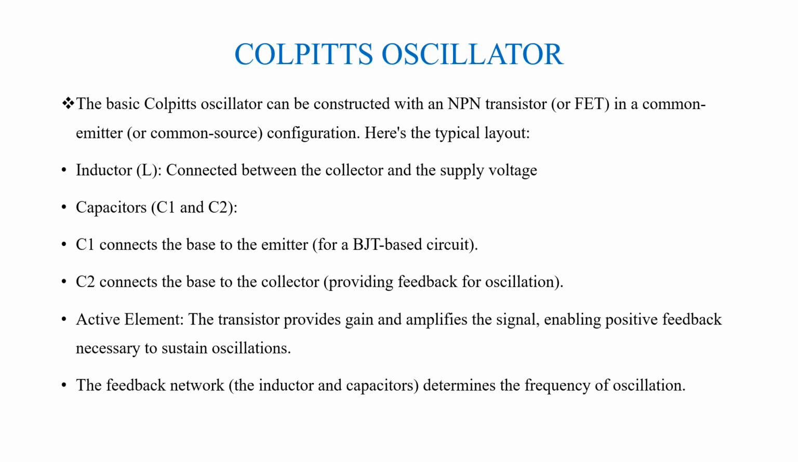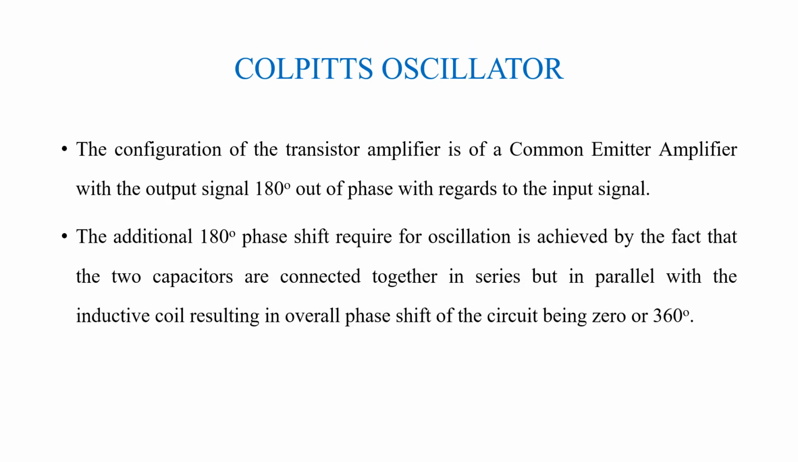The inductor L is connected between collector and supply voltage. Capacitors, two capacitors: C1 connects the base to the emitter and C2 connects the base to collector. Active element: it provides gain and amplifies the signal. As I have explained earlier, it enables positive feedback necessary to sustain the oscillations. And the feedback network determines the frequency of oscillation.